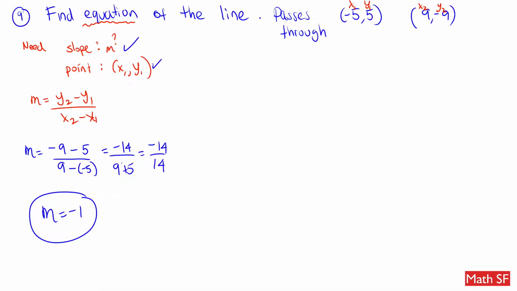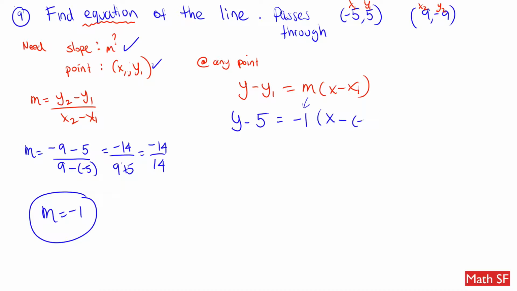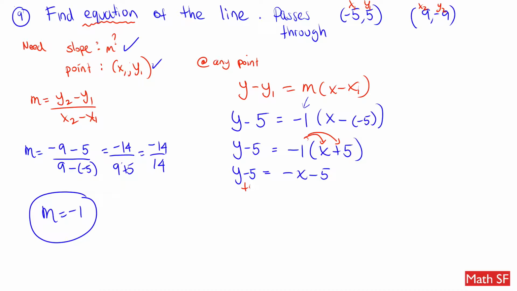Once I have the slope and a point, and this happens to be any point, you use the point-slope form, which is y minus y1 equals m times x minus x1. So let's replace those values. y minus y1 happens to be y minus 5 equals negative 1, because this m is negative 1, times x minus negative 5. I'm going to clear the parentheses if possible. So y minus 5 equals negative 1 times x plus 5, because negative times negative becomes plus. Then I distribute the negative 1, which gives you negative x minus 5. Then I'm going to add 5 to each side, plus 5, plus 5, and I get y equals negative x.